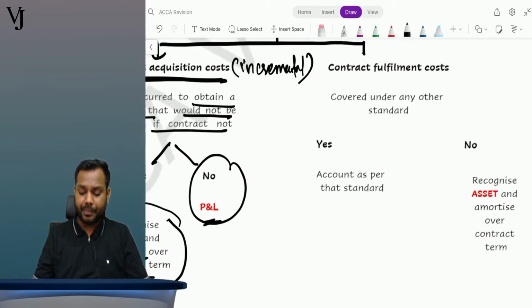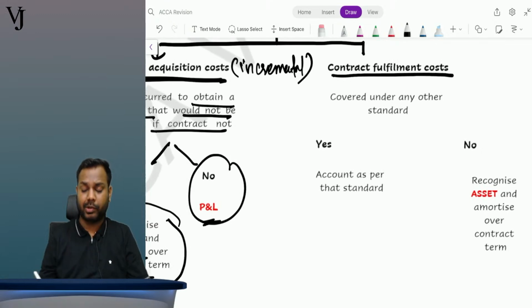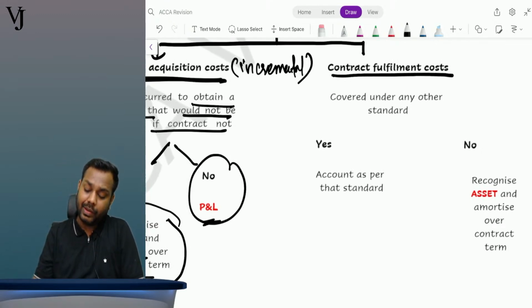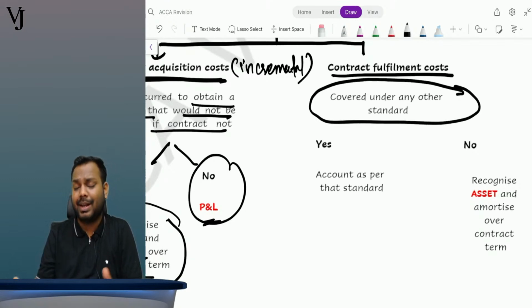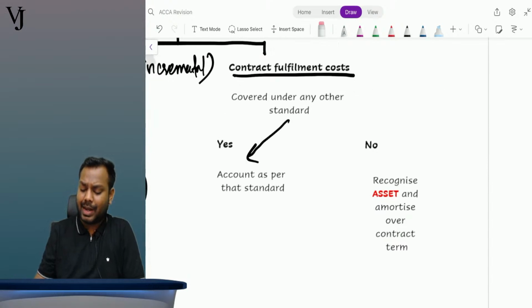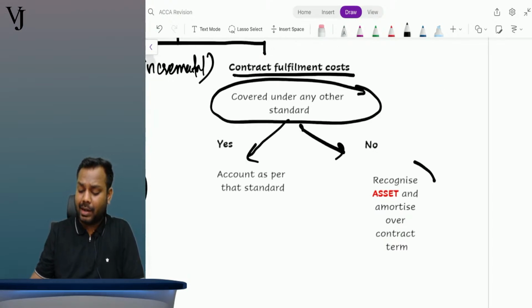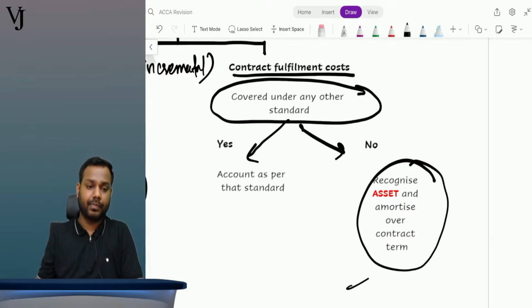Okay. Now, contract fulfillment cost. To fulfill the contract, if I have incurred some costs, the standard says that if it is covered under any other respective standard, then account for it under that standard. If not, then recognize it as an asset and amortize over the contract term.